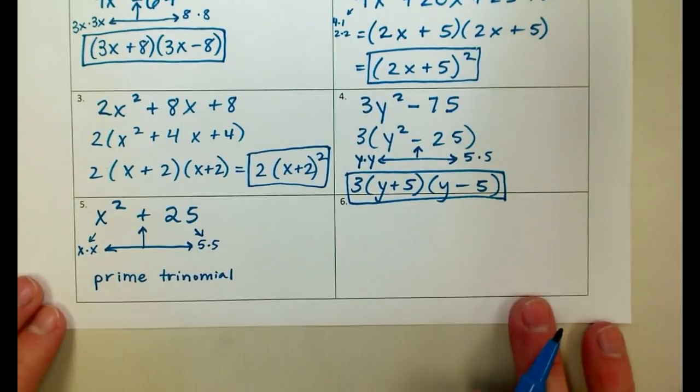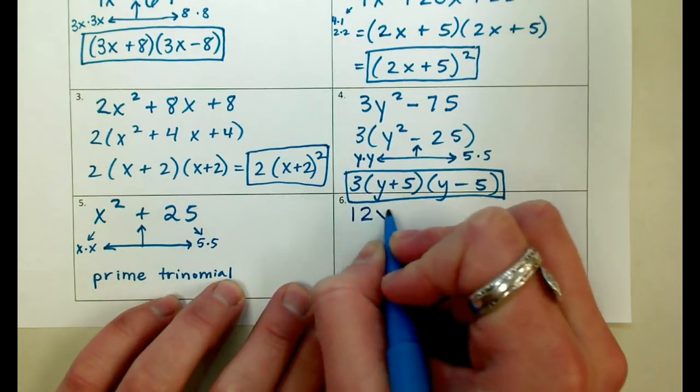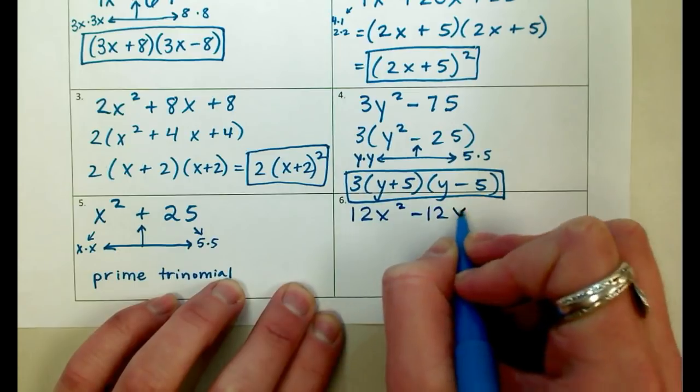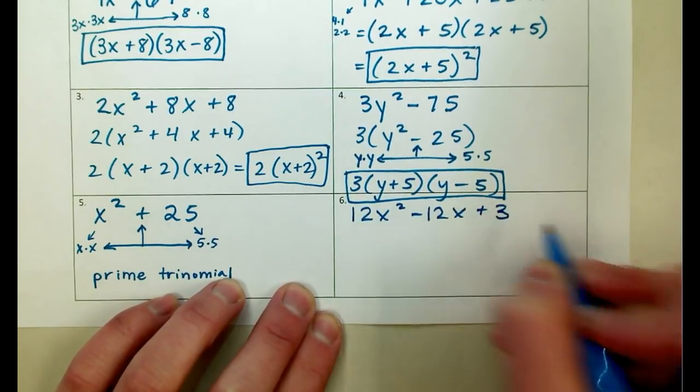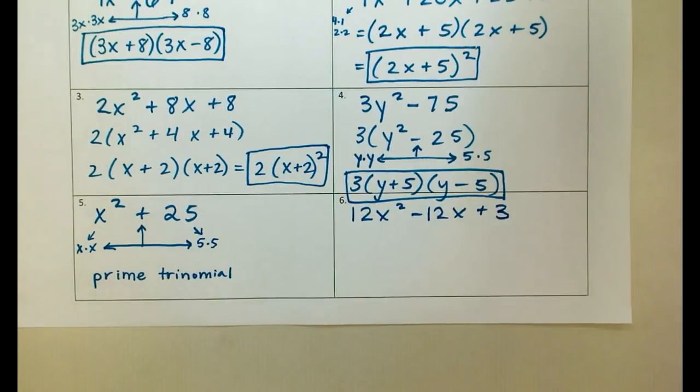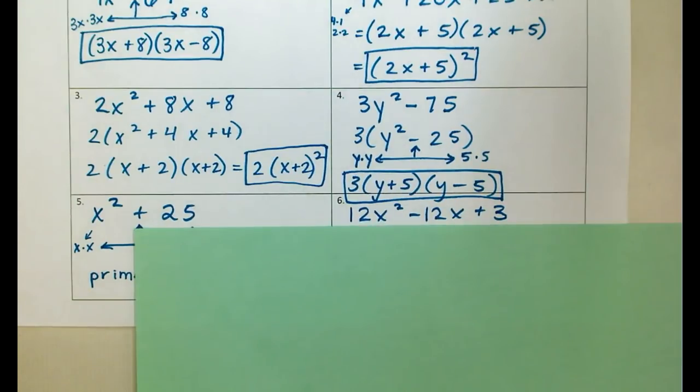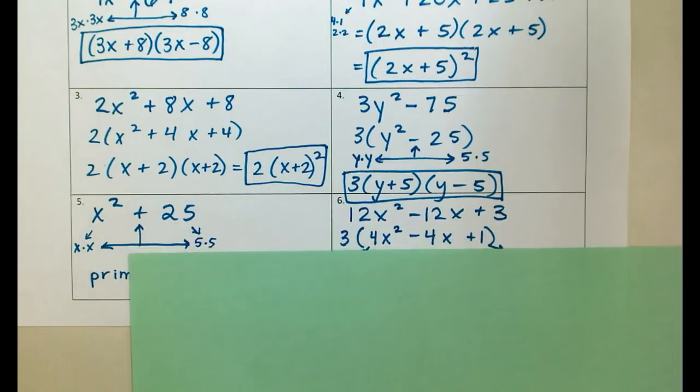Okay, number 6. 12x squared minus 12x plus 3. Pause the video and try this one out. Alright, hopefully the first thing you noticed was a GCF of 3. If you didn't notice the GCF of 3, check your answer to see if you still have a GCF in your solution. Okay, so if you did factor out your GCF of 3, your next trinomial would have read 3 times 4x squared minus 4x plus 1.